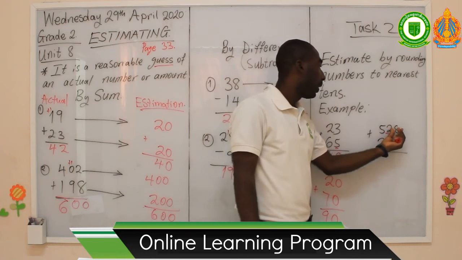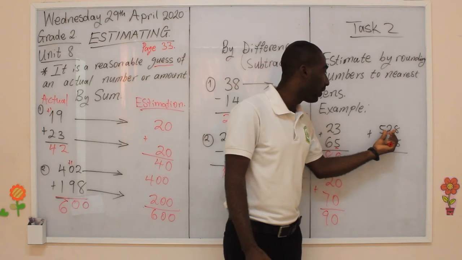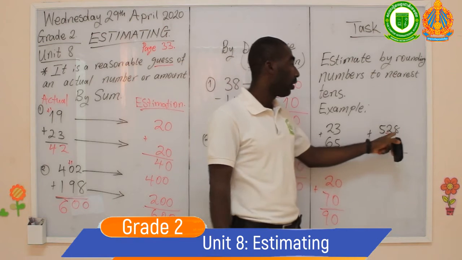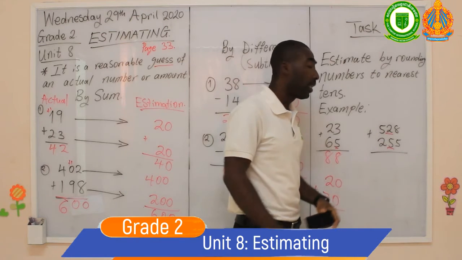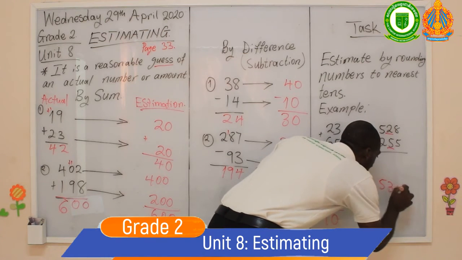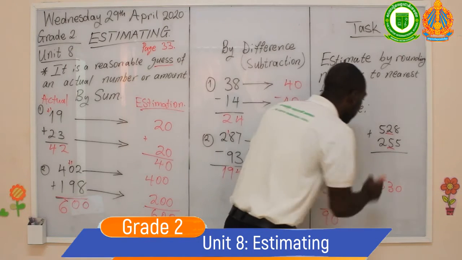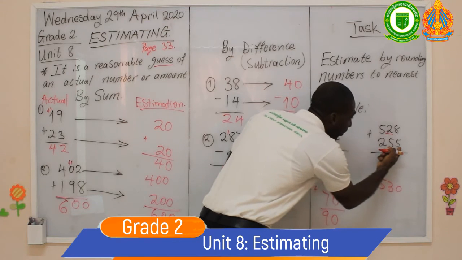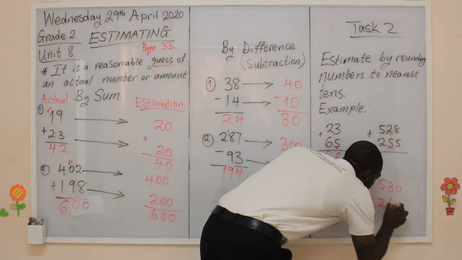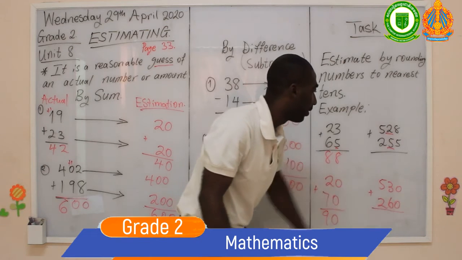So we need to change this to the nearest 10. But the digit of the next-door number is going to determine if this is going to remain as 2 for 20 or it's going to increase. Because this is more than 5, it has to increase. So we will have 530, because 8 is giving 1 point to this one. And then this is also 5, so it's supposed to give 260. We are doing this before we can do our addition.